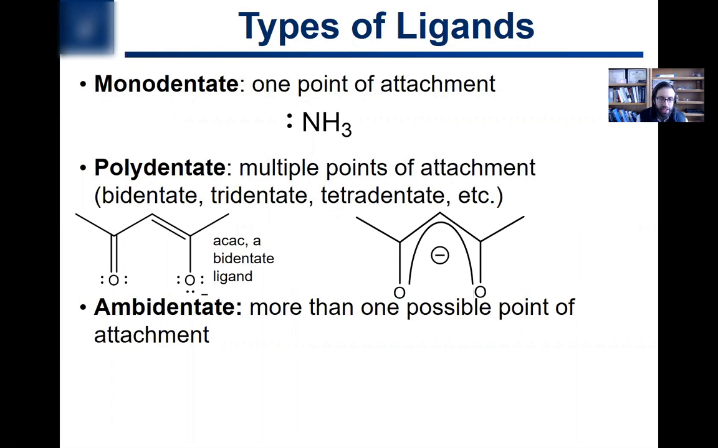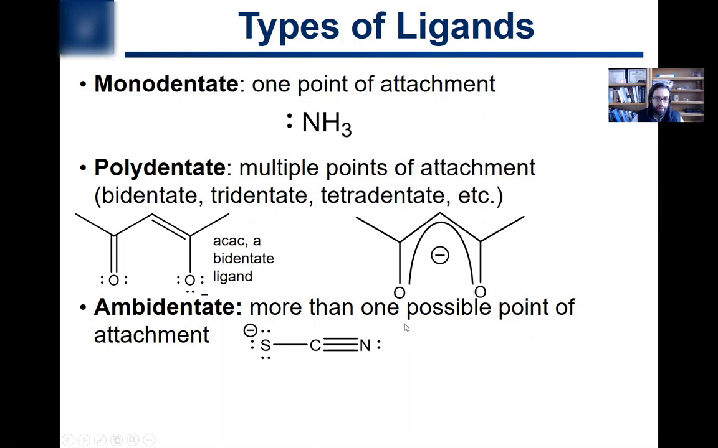Ambidentate ligands are very interesting. This means that there's more than one possible point of attachment. And so you may have these ligands being bidentate, or only one of the donor atoms is attaching. So ACAC is not considered an ambidentate ligand, although it is possible to only have one of the oxygens attach, and it could act as a monodentate ligand. Usually it doesn't, but it could. Because these oxygen atoms are symmetrical, they're equivalent by resonance. They're not distinguishable, so we don't call this an ambidentate ligand.